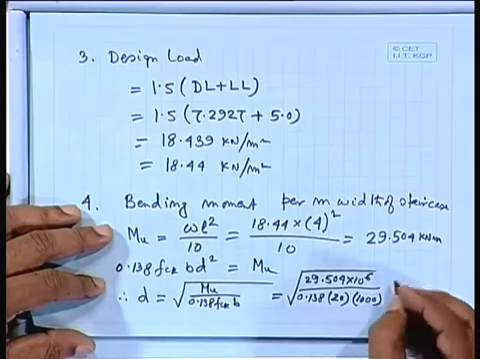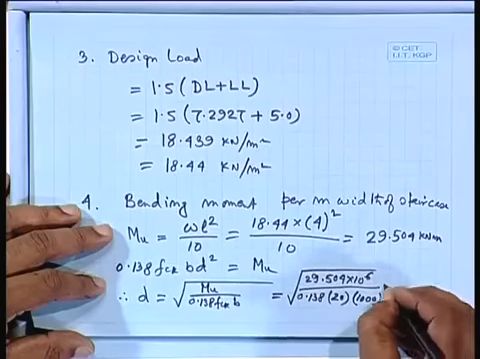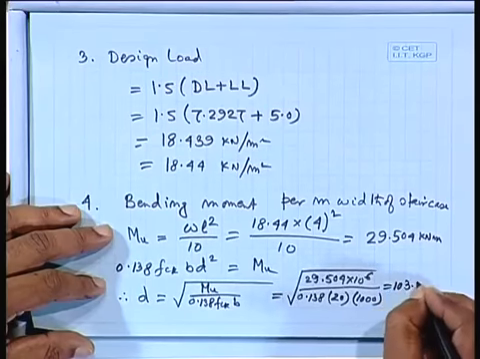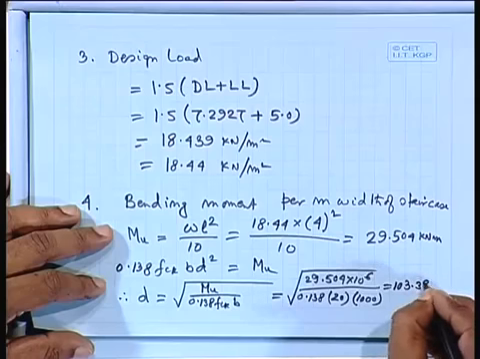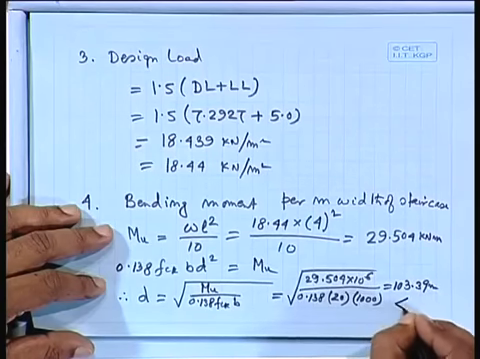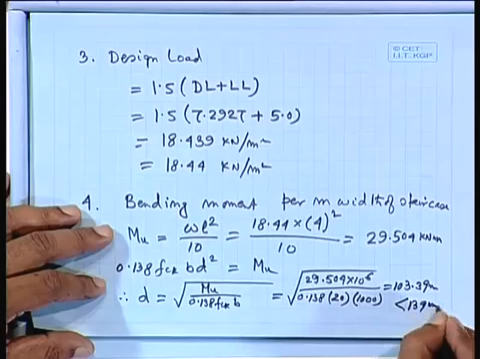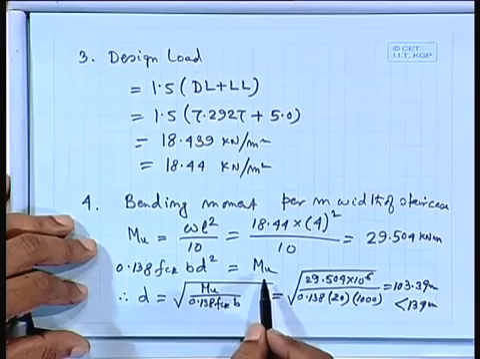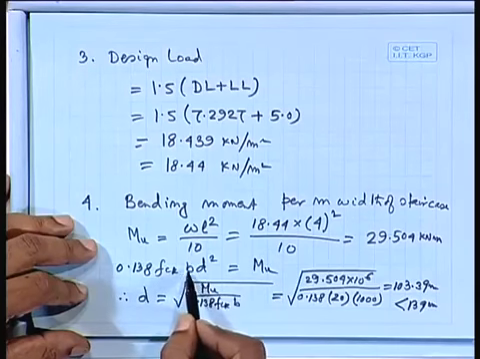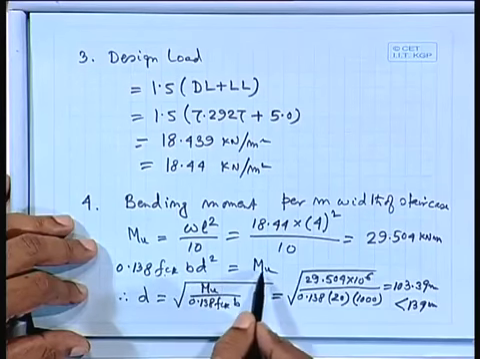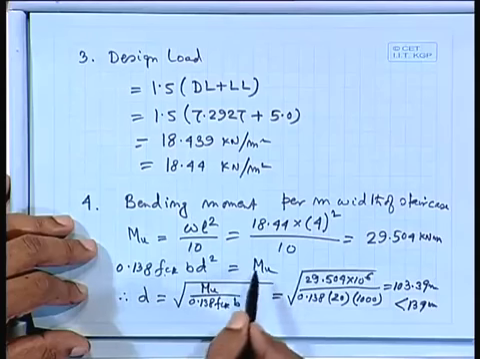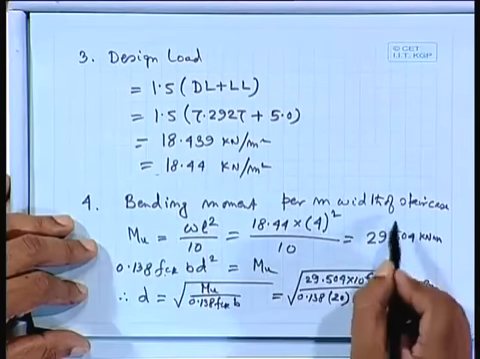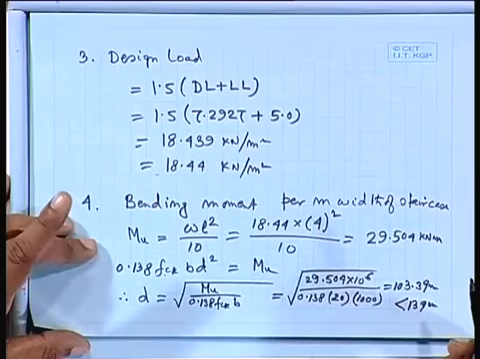Okay, that you please note, and which comes as 103.39 millimeter. So less than 139 millimeter. The other alternative could be that we can calculate mu. That means I know B, I know FCK, I know D, so I can calculate mu. Now this mu, if it is greater than this value, then also you can say it is safe.